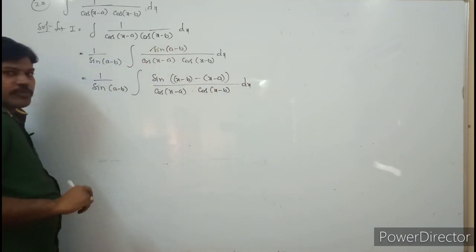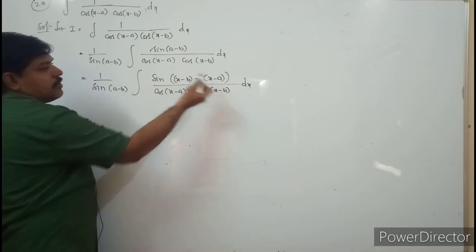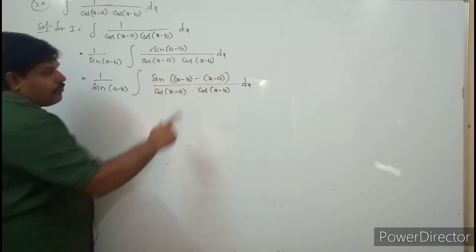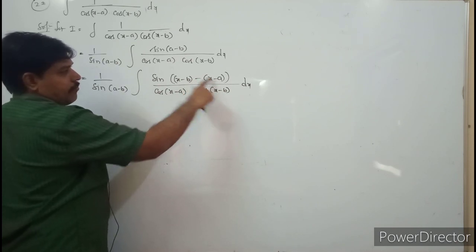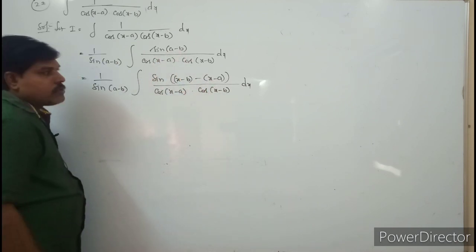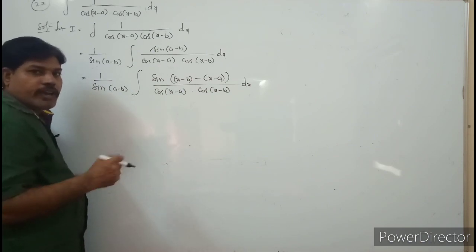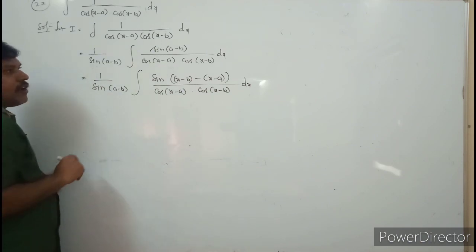The sin of a minus b I am written as x minus b minus of x minus a. Why? Because plus x and minus x will be cancelled, and minus of minus will give plus a minus b. So a minus b, I have just written as x minus b minus of x minus a. So what is the formula?